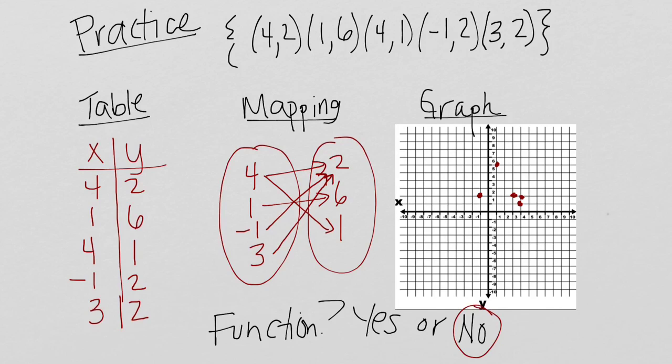Alright, here you go, table, mapping, and graph. And we're saying this is not a function, and hopefully you're seeing it's because there is a repeated 4. And if I were to ask you what the outcome of the 4 was, the output, you wouldn't be able to tell me because there's a 2 and a 1 that's possible. And you can see that in the table, you can see it in the mapping, you can see it in the graph and the set of ordered pairs. Alright, so anywhere you want to look, you should be able to tell me if it's a function or not. So this one is not a function.